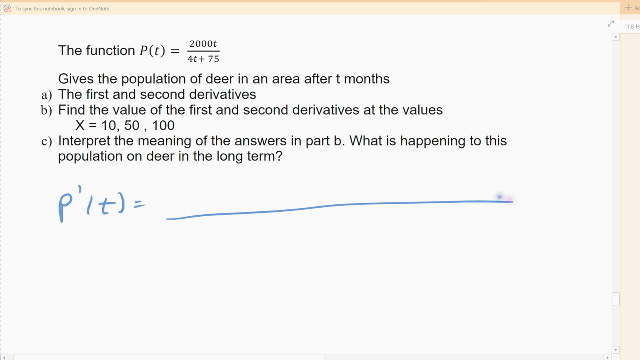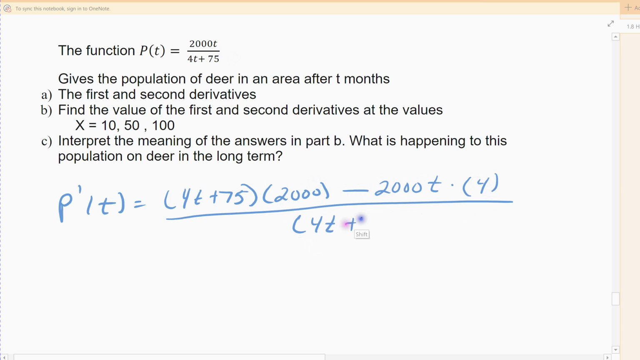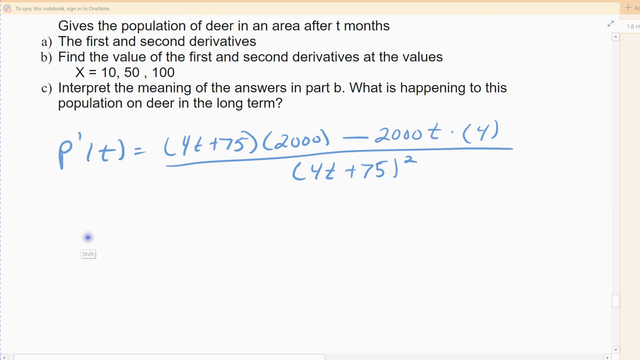And then I find my second derivative. Alright, so it's the low times the derivative of the high, which is 2,000, right? Because it's 2,000t. 2,000 comes along, derivative of t is 1, minus the high, 2,000t, times the derivative of the low, which is just 4, all over the low squared. All right, then I'm going to simplify that because I'm going to use it to find my second derivative.